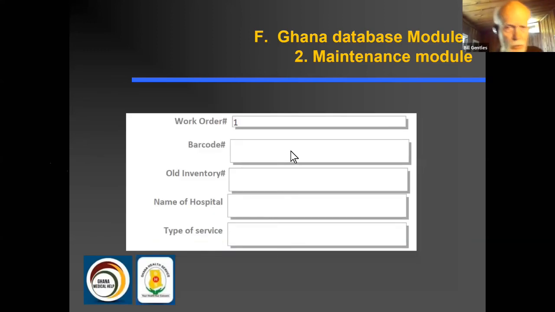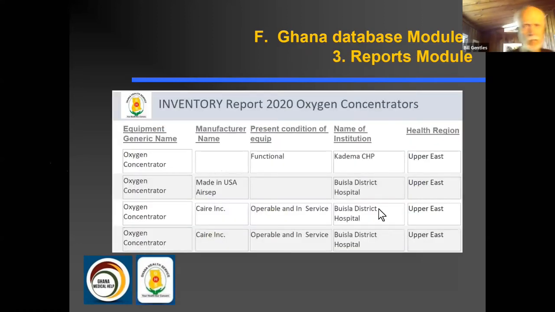So that's just a close-up of the first few fields in the maintenance module: again, the work order number, barcode, old inventory number, name of hospital, type of service. So we're going to implement drop-down menus for type of service and some of the other fields in this database. But the third module that makes this database data most useful is a reporting module.